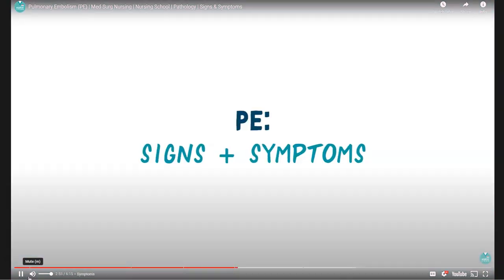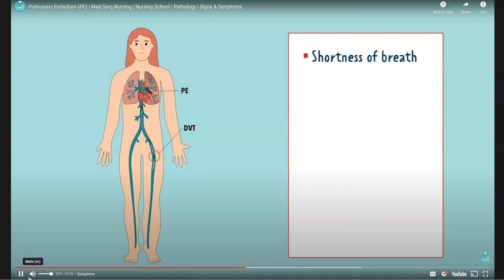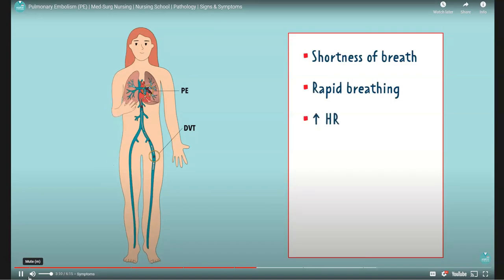When a patient has a pulmonary embolism, their symptoms can be alarming. Some things to look out for are shortness of breath and rapid breathing, which makes sense because the body is trying to compensate for that blocked airway. The patient will have an increased heart rate as the heart works harder to compensate. Oxygen saturation will go down since the patient's not getting the oxygen that they need.